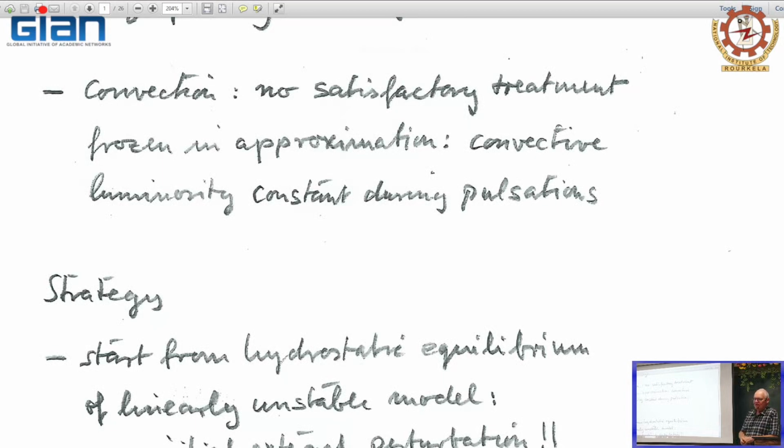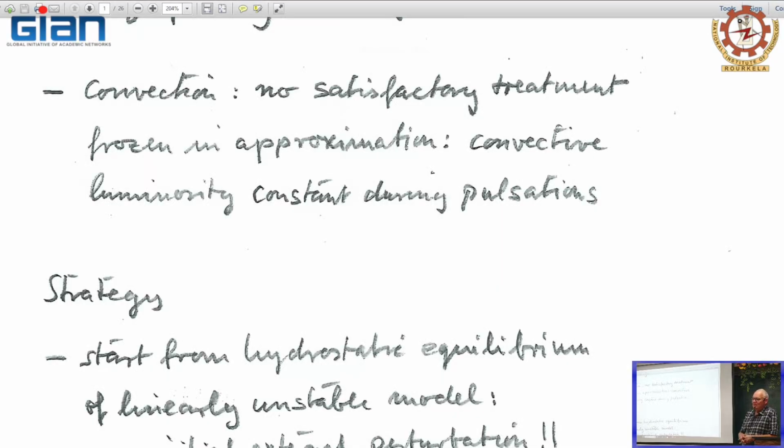The drawback here is, well, you don't know whether you see the instability or you do see the reaction of the star or of the code to your initial perturbation. So that's not what we want. We don't want to see the reaction of the code or the simulation on an external perturbation.